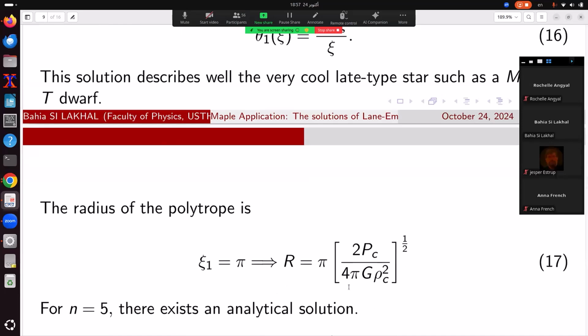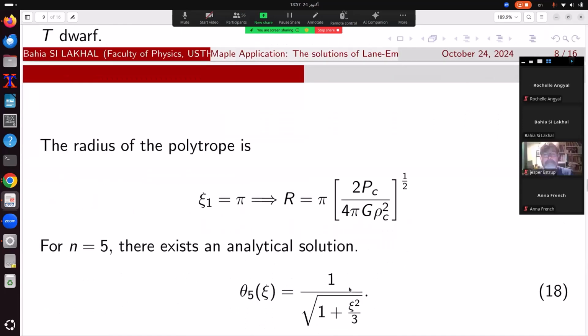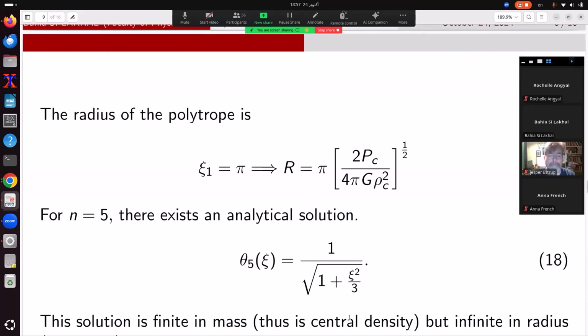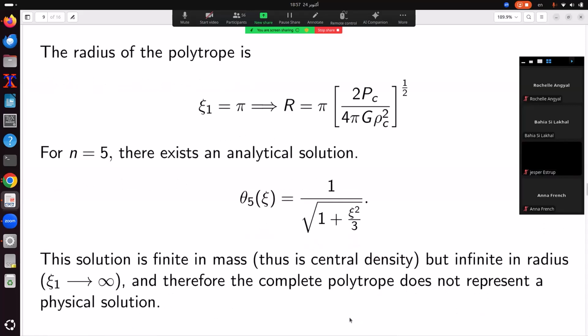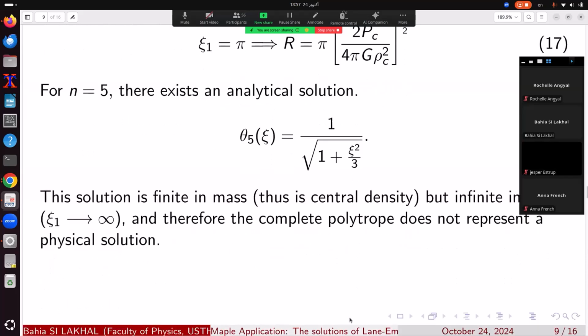Now, for n equal 5, there exists an analytical solution, theta index 5. This solution is finite in mass, but it's infinite in radius. So therefore, this kind of solution doesn't represent a physical solution.